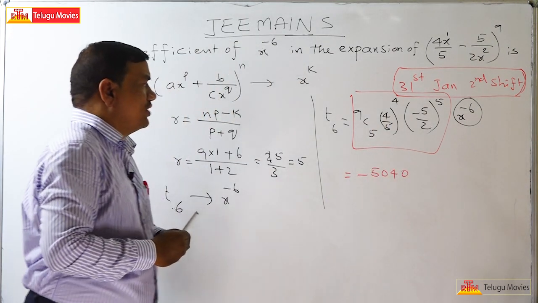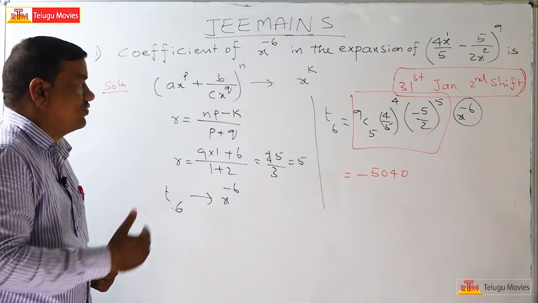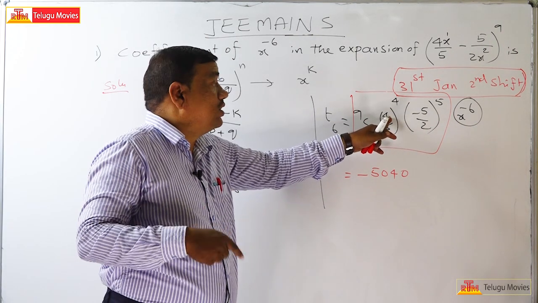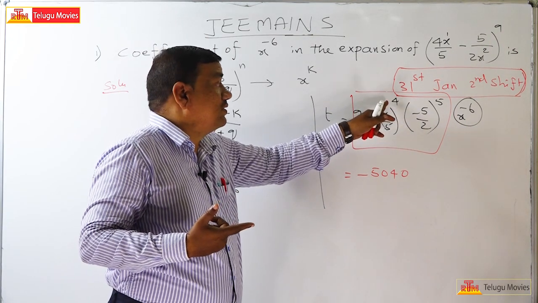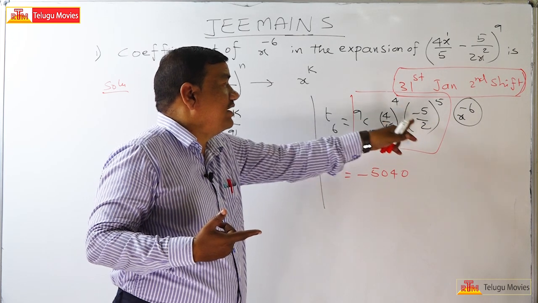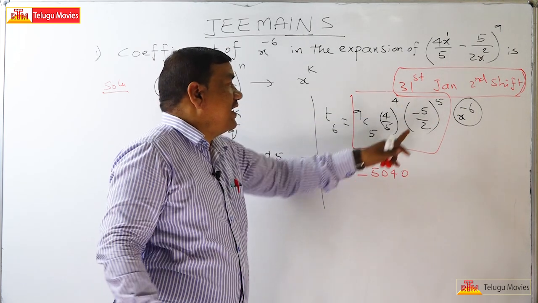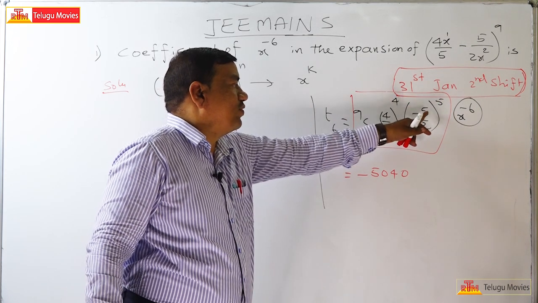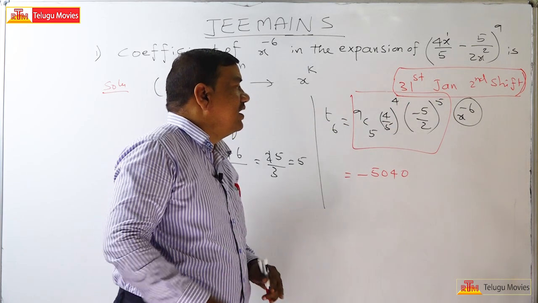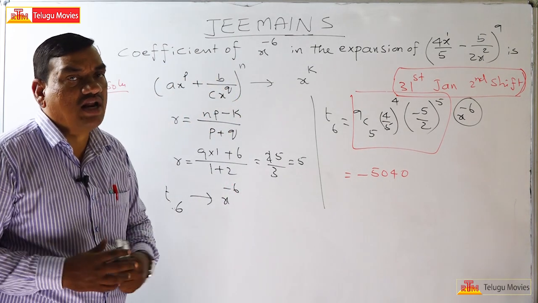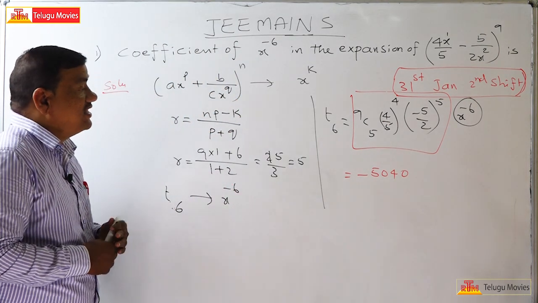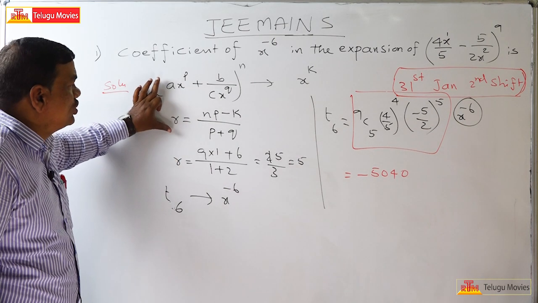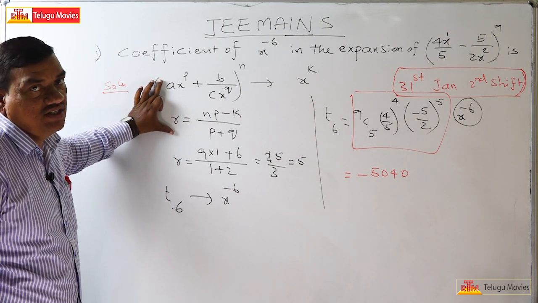Calculate that. So the 9C5 value, then 4 to the power of 4, that means 2 square, so 2 to the power of 8 by 2 to the power of 5. Like that, minus to the power of 5, minus will come. And 5 to the power of 4 by 5 to the power of 5, so in the denominator 5 will come. It is easy to calculate that value, so the answer is minus 5040. Very easy. I hope that you understand this short trick method.